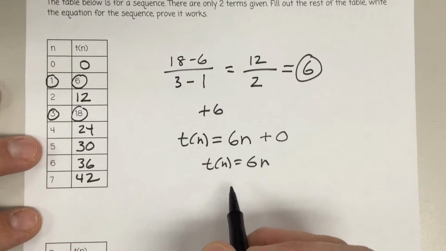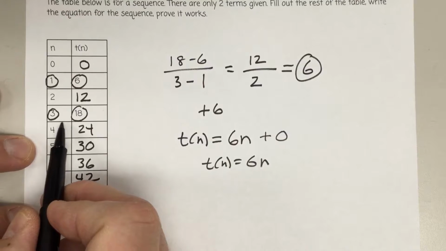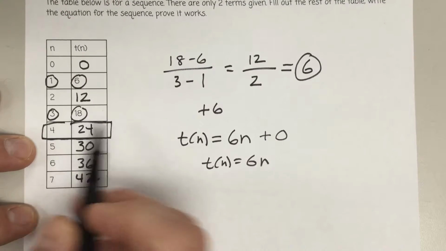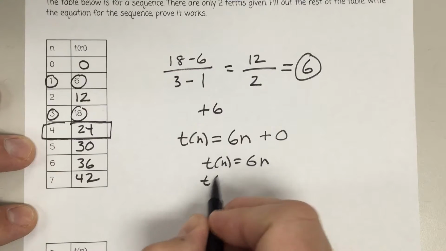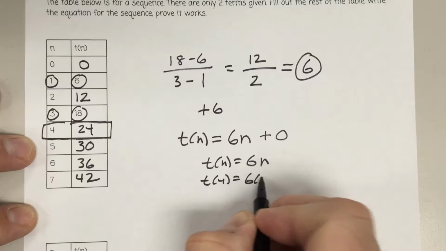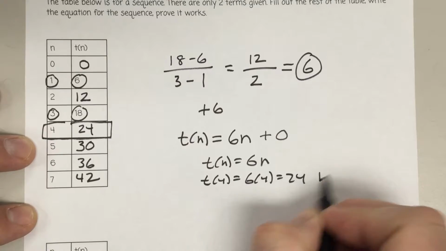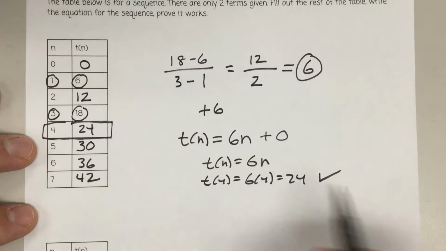And then to verify that it works, I would simply take one of these terms, maybe this one, and plug in the 4 for the n and see if I get 24. So it'd be 6 times 4, which is obviously 24. It checks. So I know that my equation is correct.